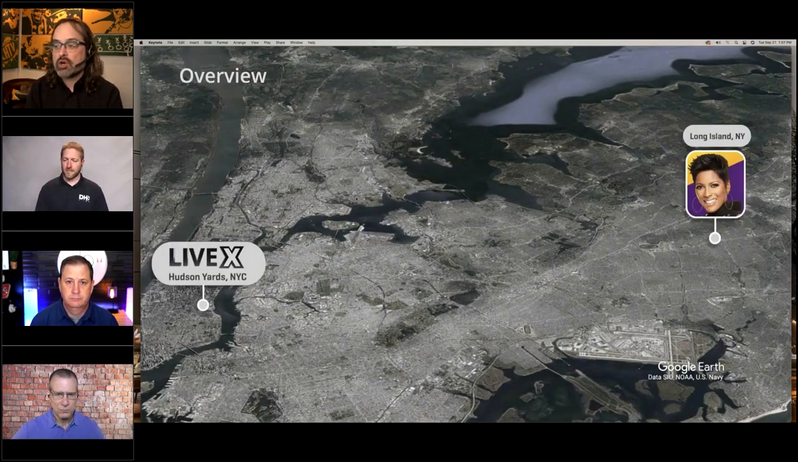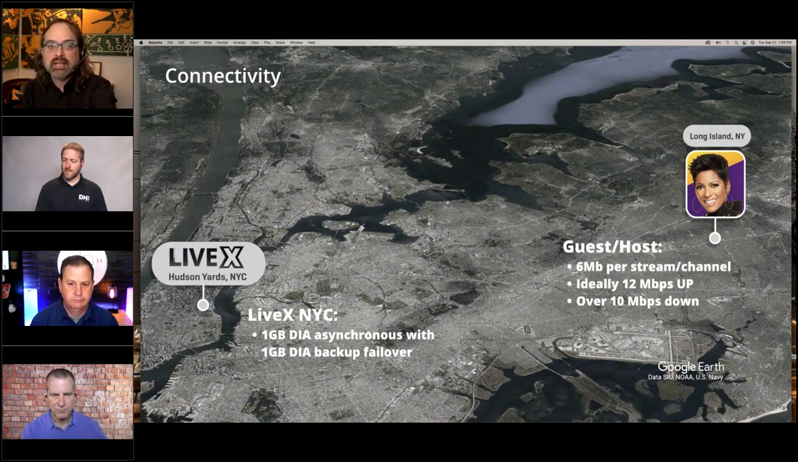So here's an overview. We had Tamron, our facility in Hudson Yards, New York City. Pretty simple. Connectivity, we have a dedicated internet, 1 gig fiber in Hudson Yards. We have a dedicated backup. One of the biggest issues was getting really good internet. I have the same problem here. I'm in Green Bay, Wisconsin right now, at a house that has Spectrum. And so I also have cellular failover, but it's very difficult for us to get really good upload speed, as a lot of you with consumer, even prosumer business internet have experienced.